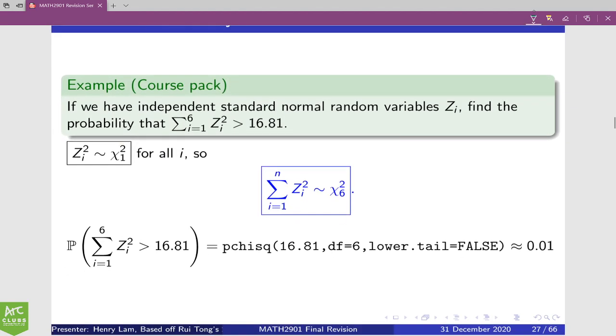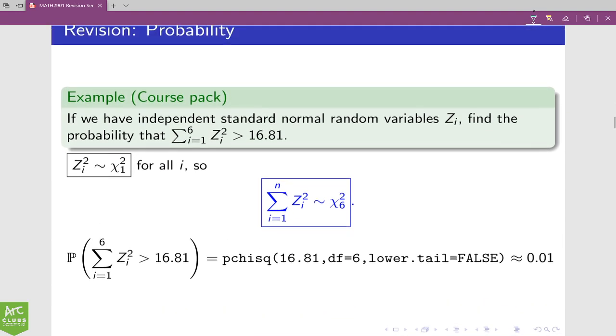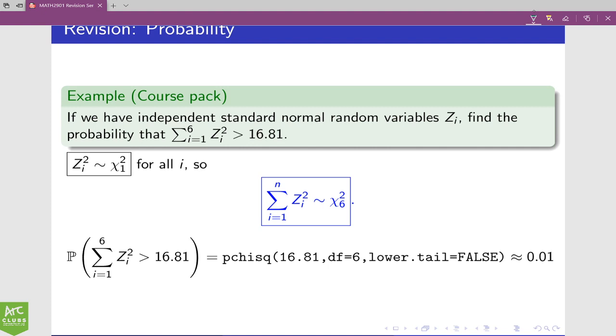Right, and here's just a very simple example. You can see that we have a bunch of IID normal random variables, or standard normals. And now we want to find the probability that this is true. Before knowing those facts, it would be kind of annoying to figure out what this is. But we know that Zi is independent standard normal, so Zi squared is chi-squared 1.